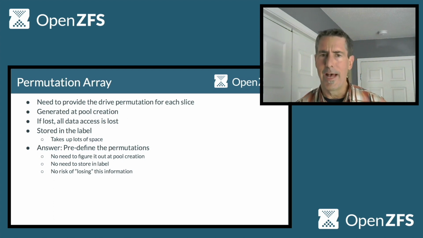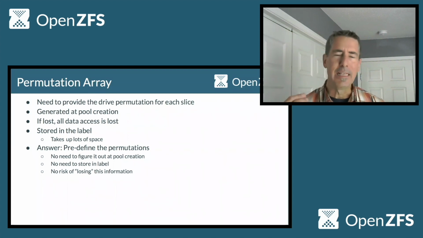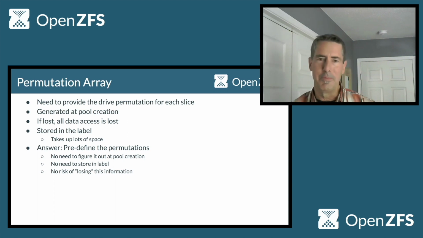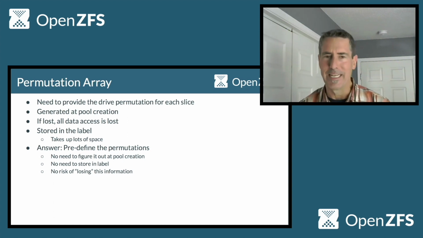And that had been generated at pool creation and stored in the label. It was critical information that had to be present when you first load the pool, because all access to the pool has to go through figuring out the permutation, and it was put in every label because it was critical data. If you lost that data, you could not access any data in the pool anymore. You didn't know how to reconstruct the chunks of groups and slices, and if you lost the permutation, you wouldn't know how to fit all that data back together again.